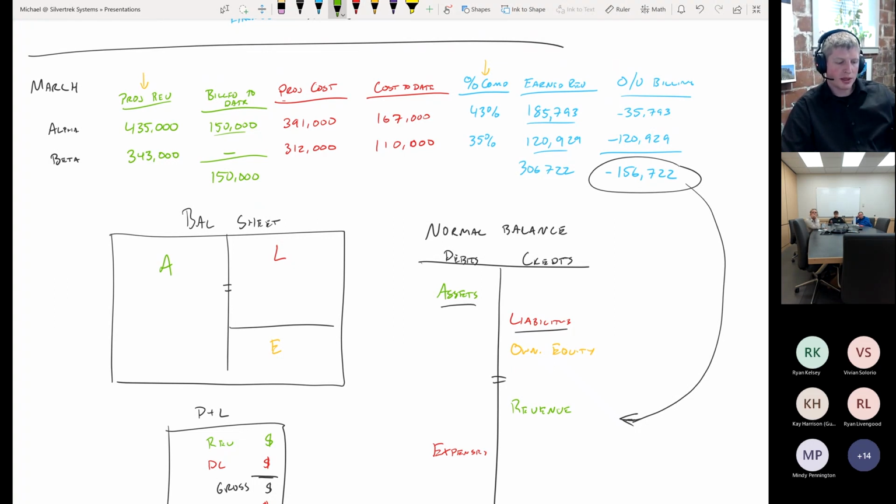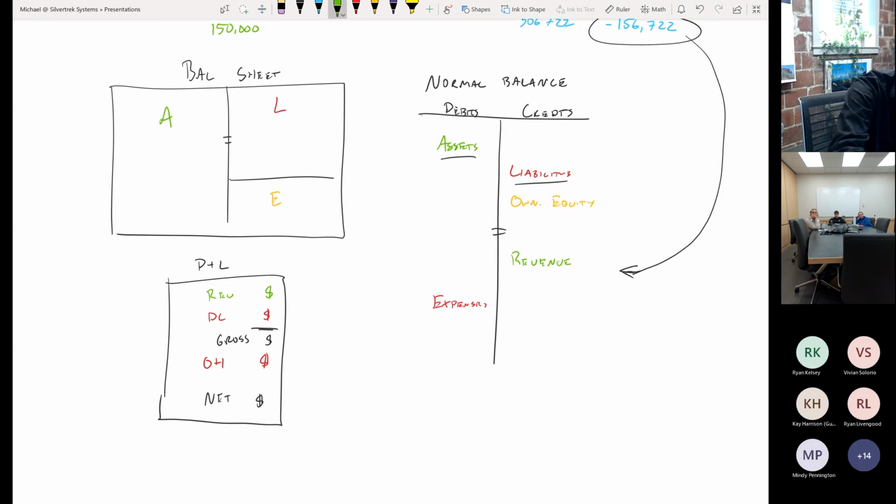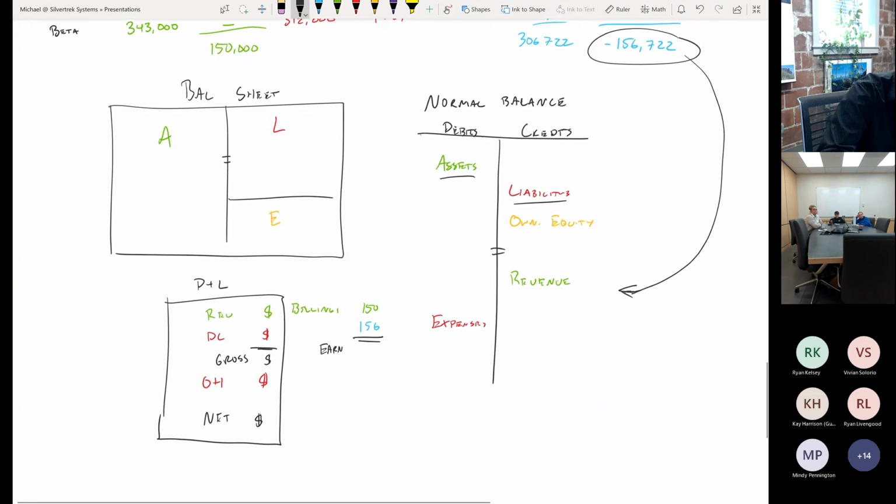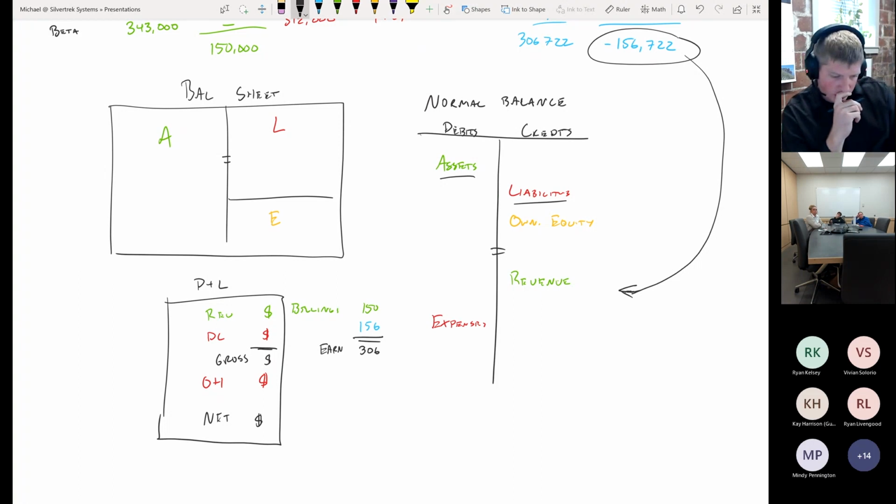So if we looked at our P&L here, we're going to already have in this P&L revenue or billings. I guess I can say billings of 150, and we need to add to this the 156 to get our total earned revenue of 306. So we're going to be increasing our revenue, or if we're going to increase something with a normal credit balance, that means that we're going to credit that account.